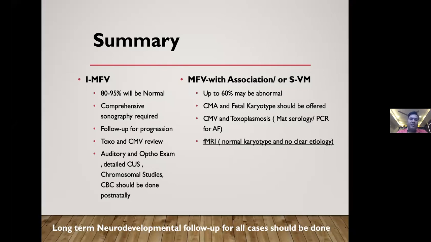However, if this minimal ventriculomegaly is associated with other abnormalities, or there is a severe ventriculomegaly, then up to 60% may be abnormal. You can discuss with the parents, and a termination is also a consideration here if they intend to. One can do a microarray and fetal karyotype. CMV and toxoplasmosis testing again is a must. And at times, we have to resort to fetal MRI, especially if the karyotype is normal and one is not able to detect any clear-cut etiology.